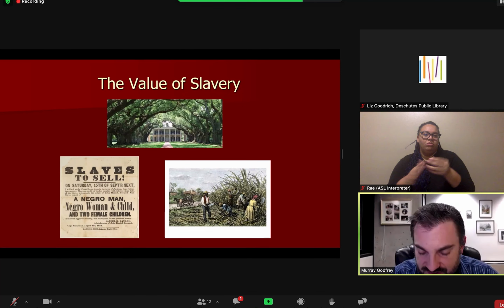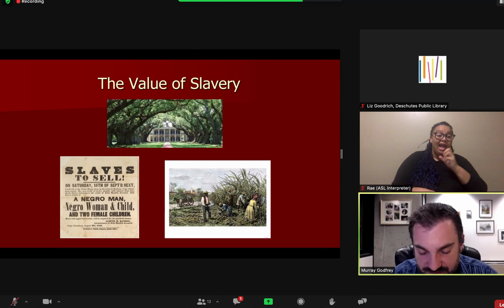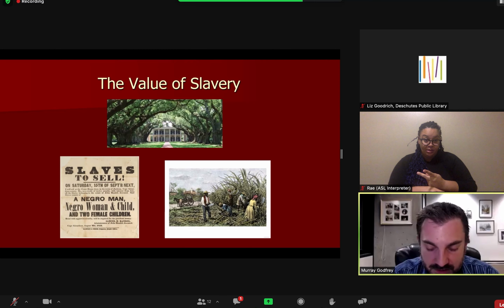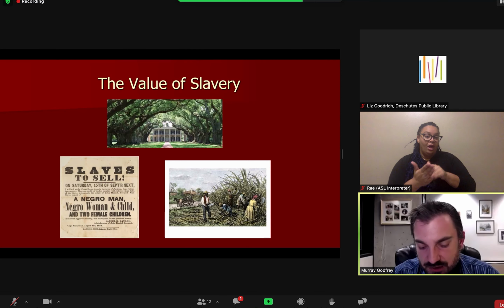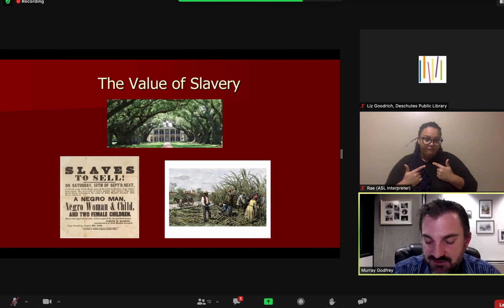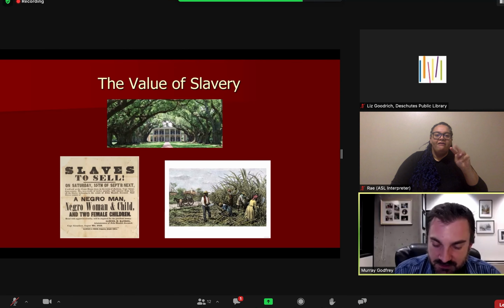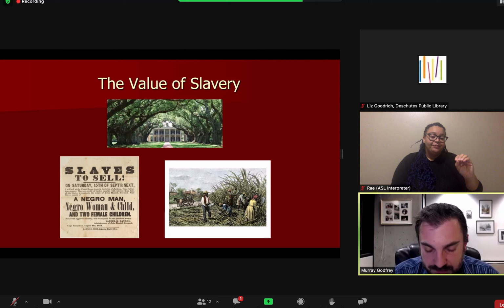So in proportional terms, in 1860, a prime field hand bought at around age 20 for $1,000 could be expected to produce about $120,000 worth of value in his lifetime. In our money, that would be like investing $100,000, and by the end of the investment, producing about $2.5 million. And there were approximately 3.5 million slaves by 1860.